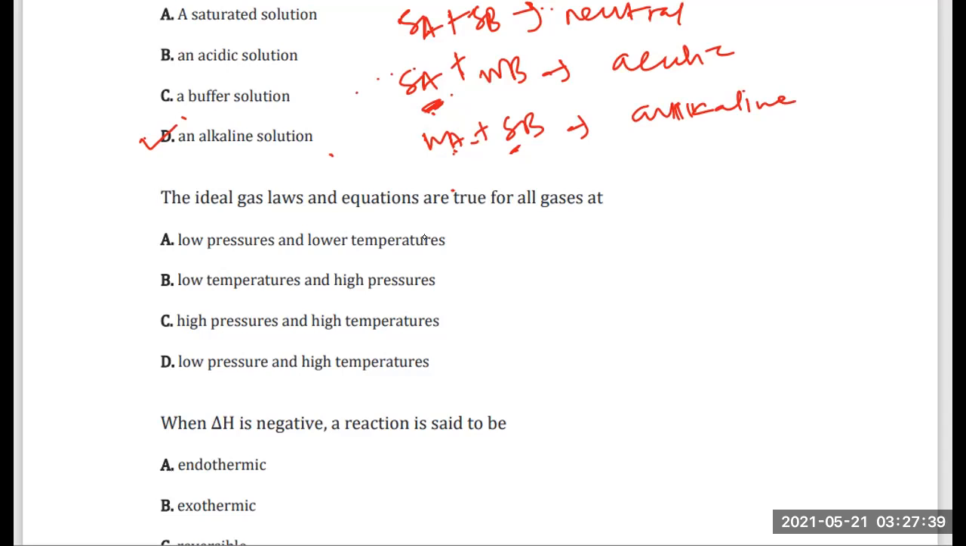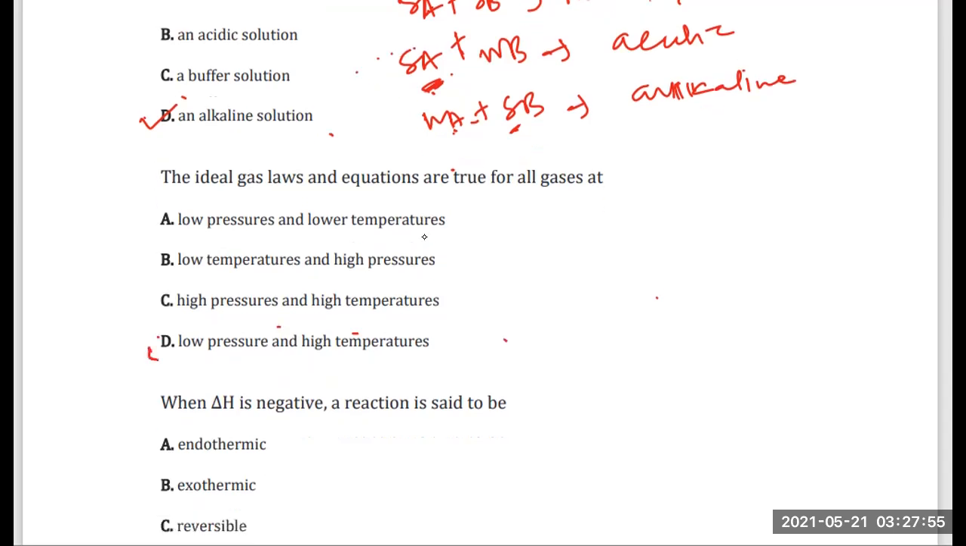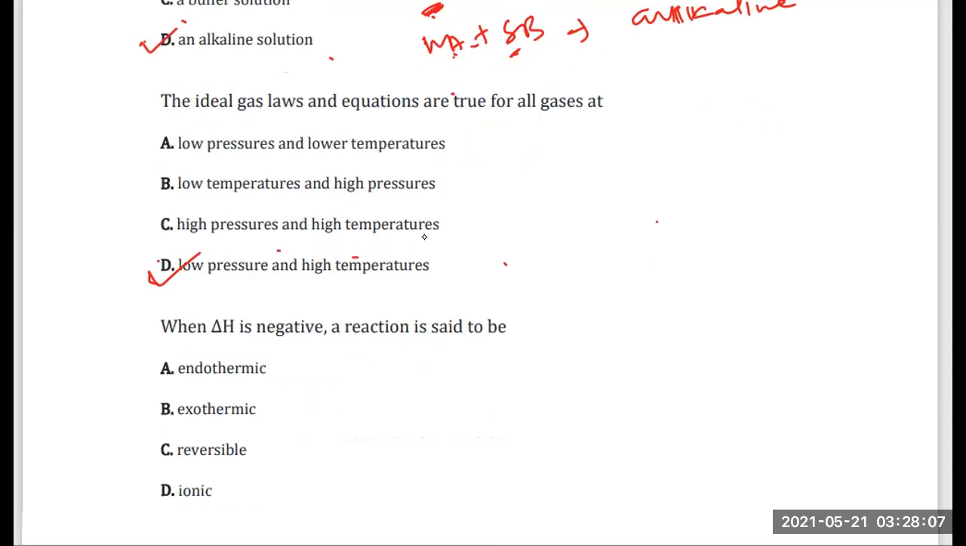So for a gas to be ideal, ideal means to obey Boyle's law, Charles' law, ideal gas laws. Okay, so this will only happen at low pressure and high temperature. So the pressure is low and the temperature is high. When that happens, of course, definitely there will be a form of ideality about a gas.